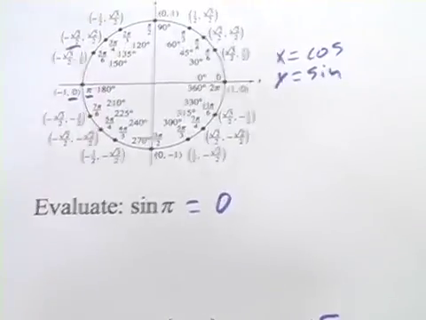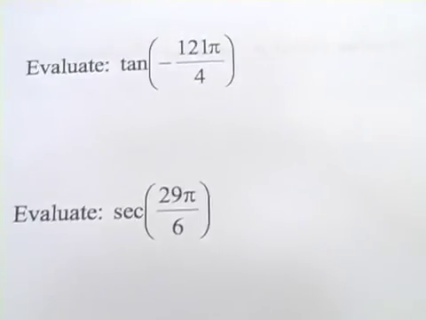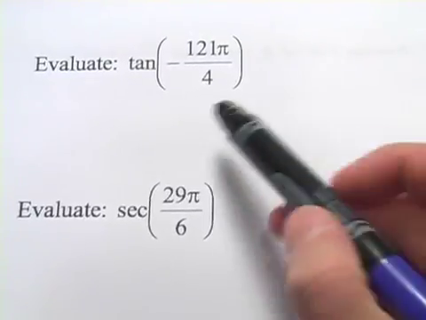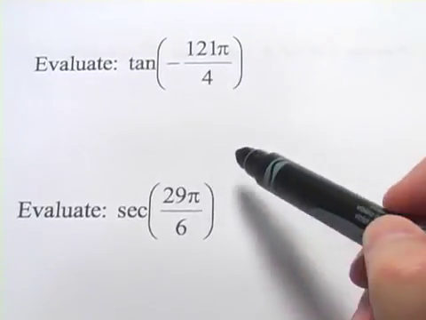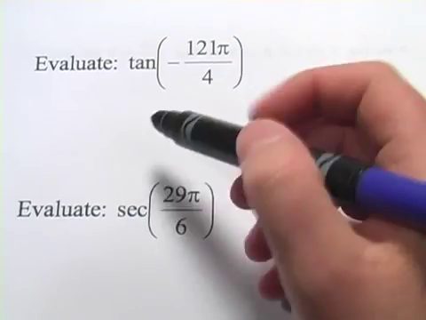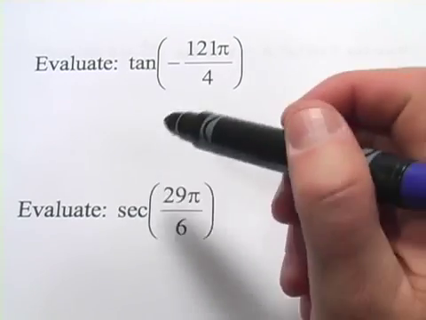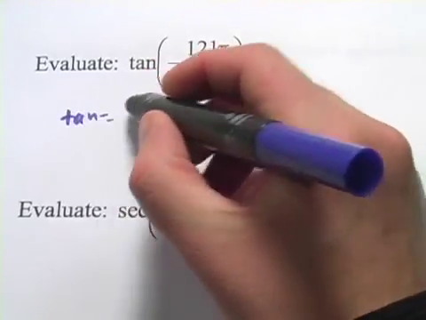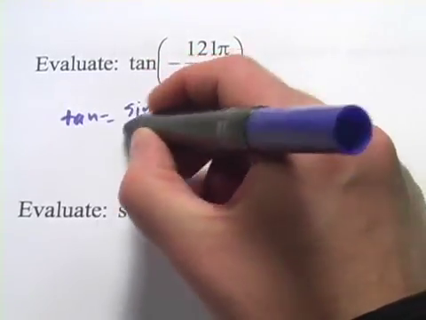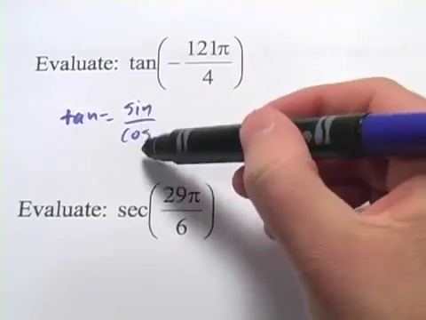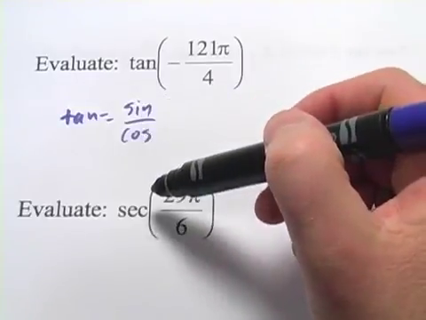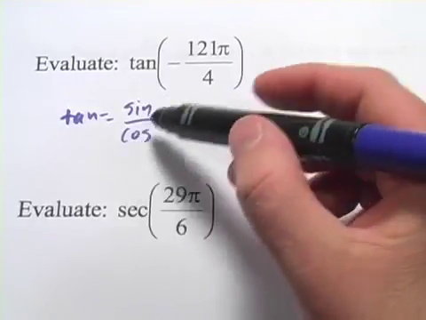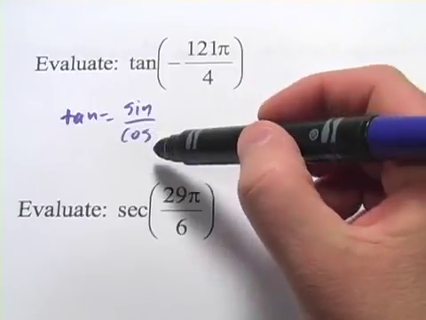They get a little harder. Let's look at this one. It says to evaluate the tangent of negative 121 pi over 4. And we've got a few things going on here. First of all, tangent is not on the unit circle, but tangent is sine over cosine. And we can get those values from the x and y coordinates on the unit circle.